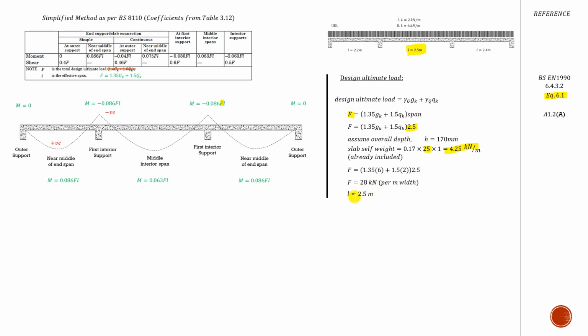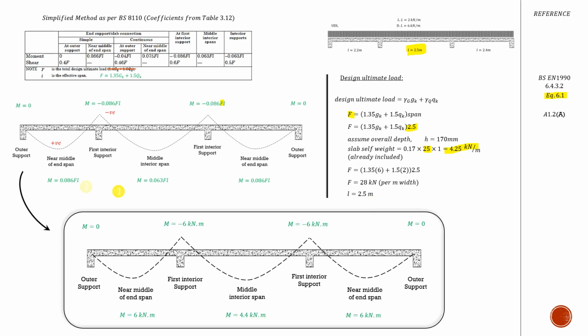And as I said, we're taking the effective span to be only 2.5 meter as a uniform value for all of the spans. And then simply, I've got the support moments, I've got the span moments. What you need to do is just take the F here and L, put them in this equation, and get the bending moment. Simple as that. Alright, now I have the support moments and I have the span moments.